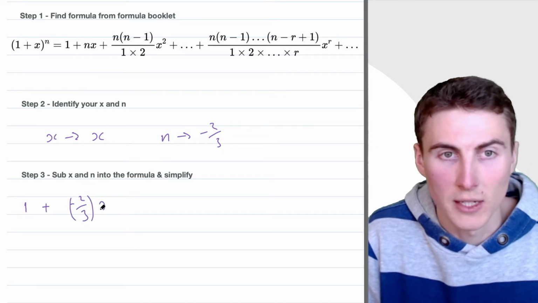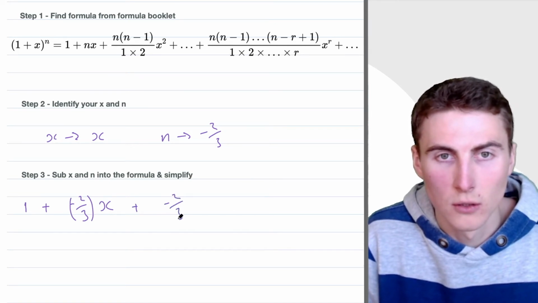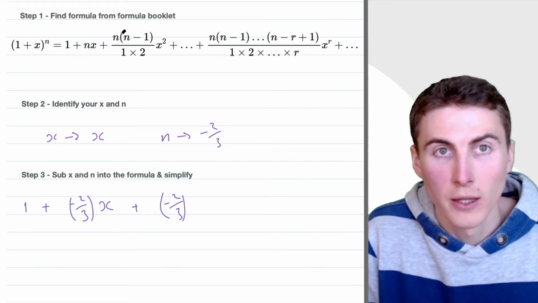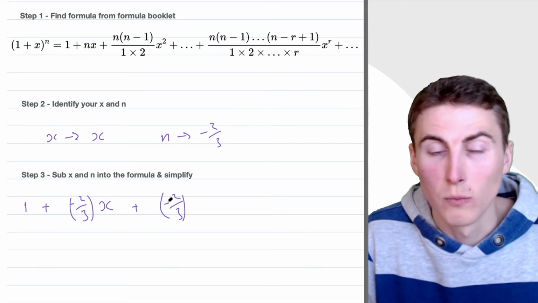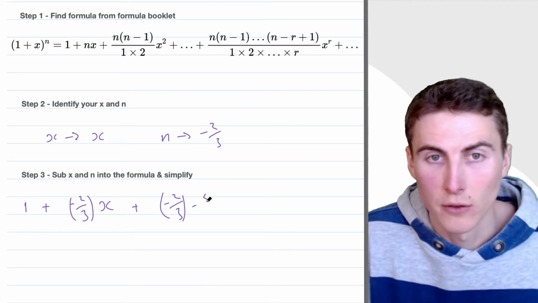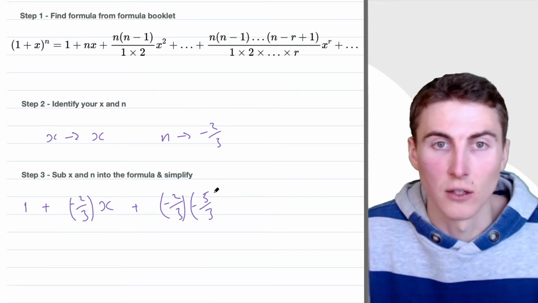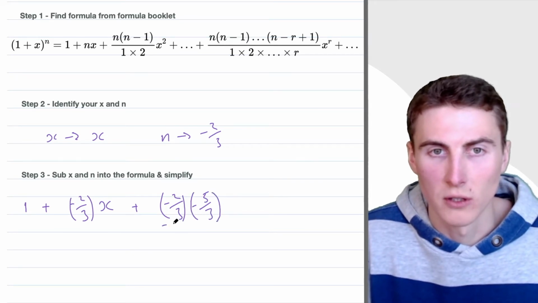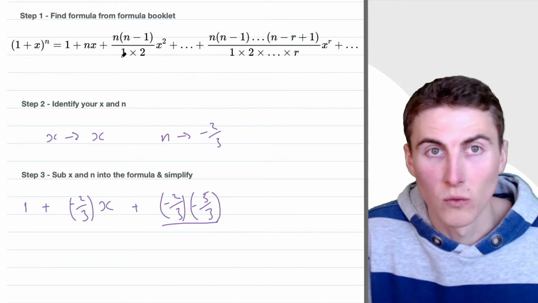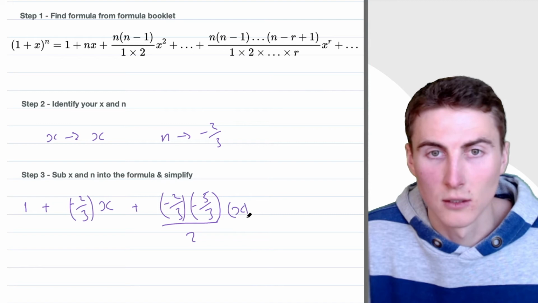You don't really need to put brackets here, but you may as well. Then we're going to get n, which is minus 2/3. And then n minus 1. So if you do minus 2/3 and you take away 1, you're going to get minus 5/3. Another way to think about that is you're taking away 3/3, because 1 whole is 3/3. And on the bottom we have 1 times 2, which is just 2. And then we have the x squared.